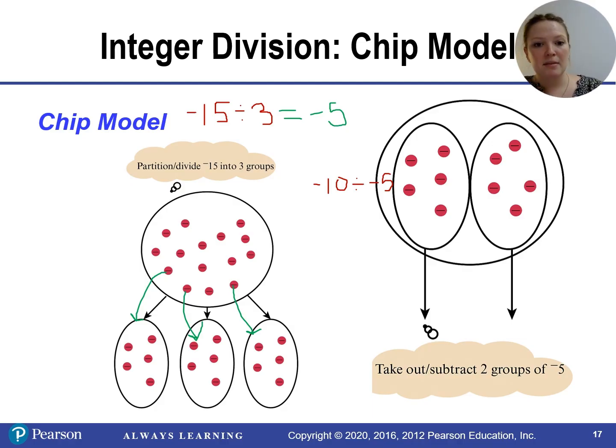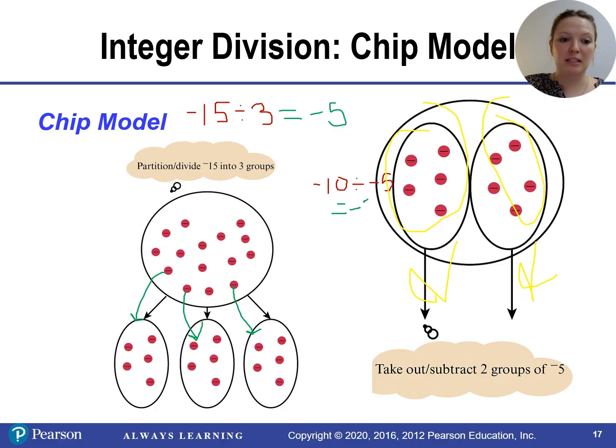If I ask how many groups of negative 5 can I make out of negative 10, then the answer would be 2, because I can take one group of negative 5, take it away, and then I can have another group of negative 5 and take it away. So 2 groups of negative 5 is the result. So negative 10 divided by negative 5 is positive 2, because I have 2 groups.